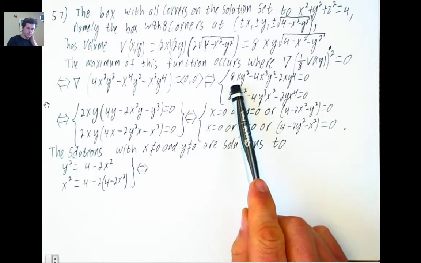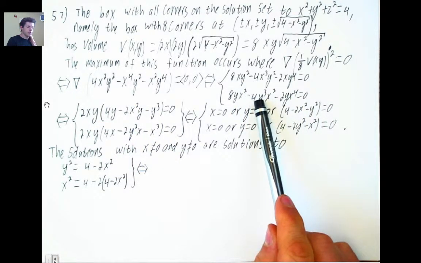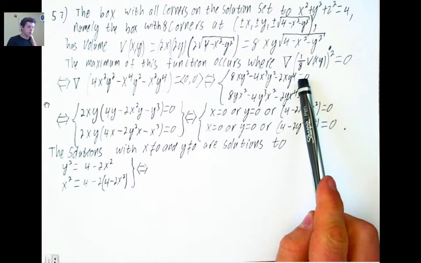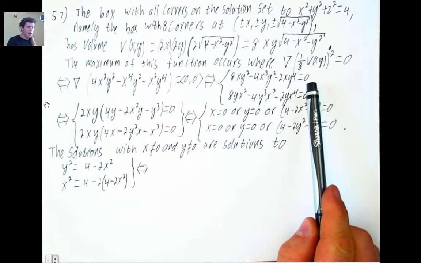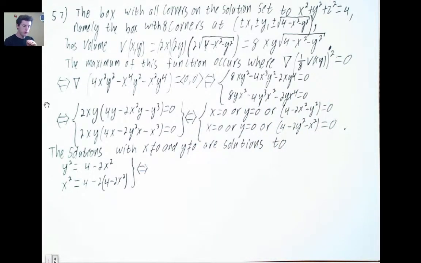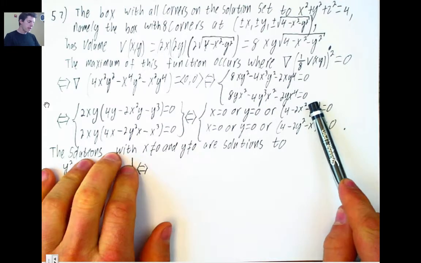Now I notice that this equation and this equation are the same in the sense that if you take this equation and swap all of the x's for y's and all the y's for x's, then you'd get this equation. That's kind of helping me think about things as I go along.